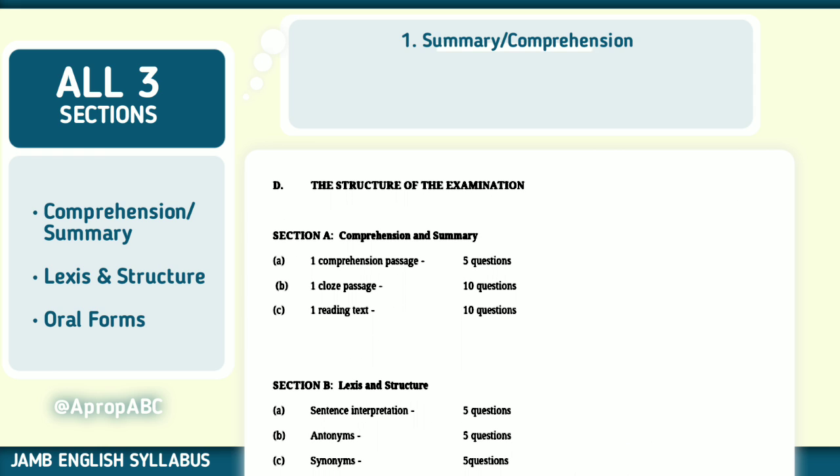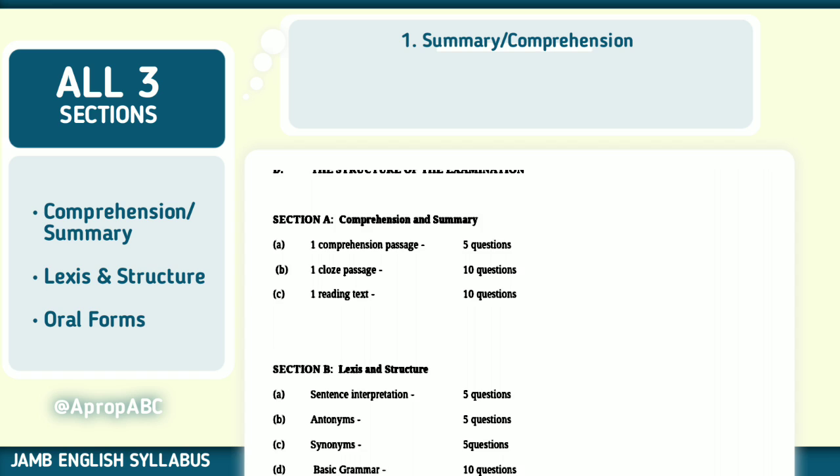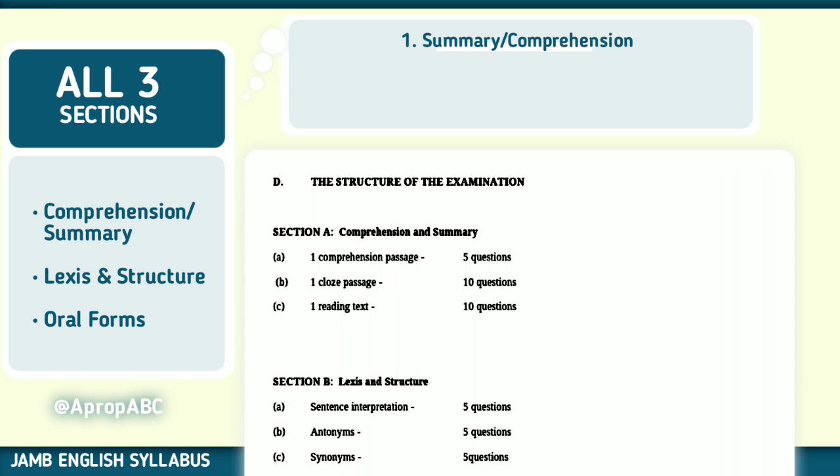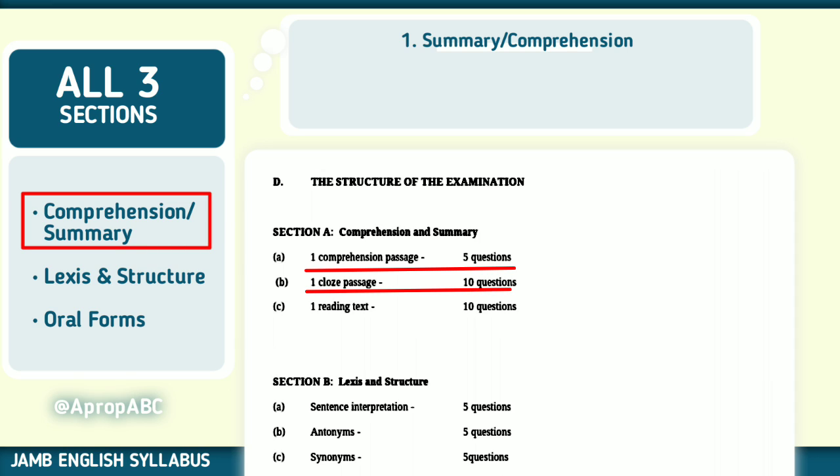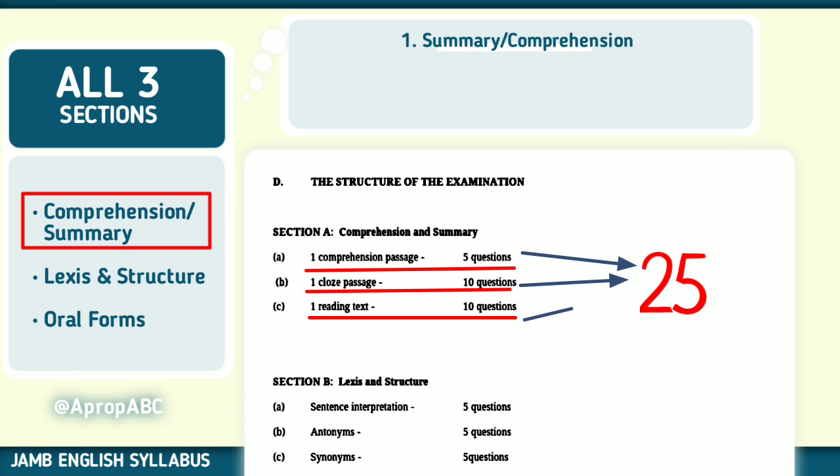So, structure of the examination, just like you can see here, you start with one comprehension passage, another passage, that's the clause, that's 10 questions. Then we have the reading text. We have that to be 10 questions too.